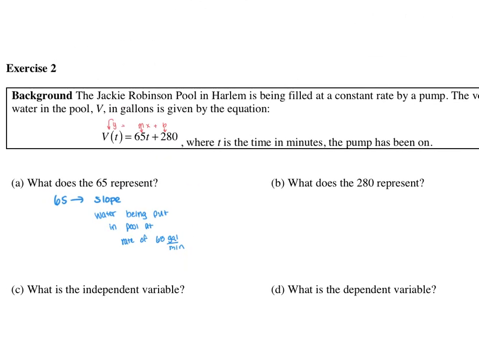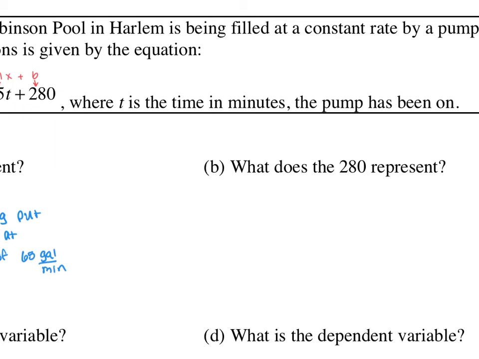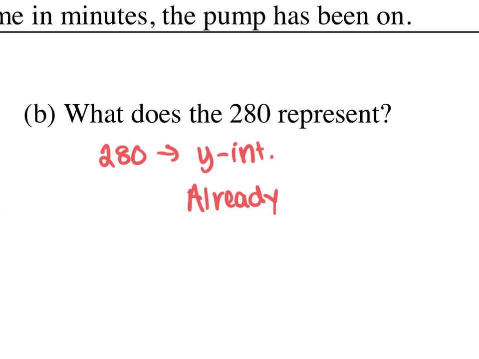Now, what does the 280 represent? Well, we just said before that the 280 was our y-intercept. And we know that our y-intercept is our start point, our initial value. So if we're talking about water, we're saying that there were already 280 gallons of water in the Jackie Robinson pool.